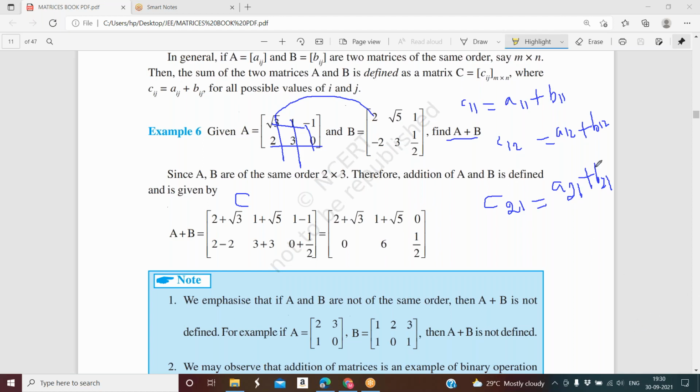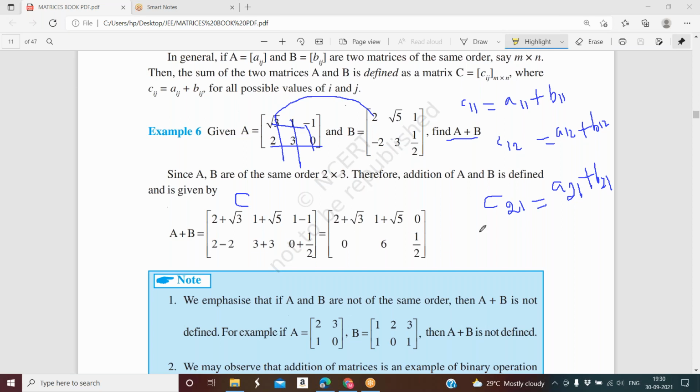If A and B are of the same order, then we can define addition, right? Suppose A and B are not of the same order, then can we define addition? No, we cannot define addition. A plus B is not defined.